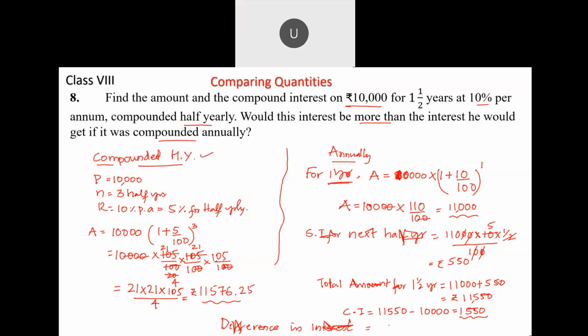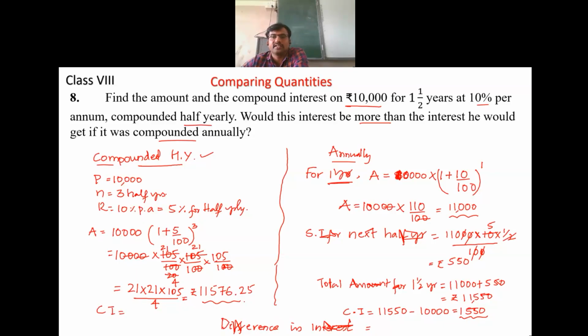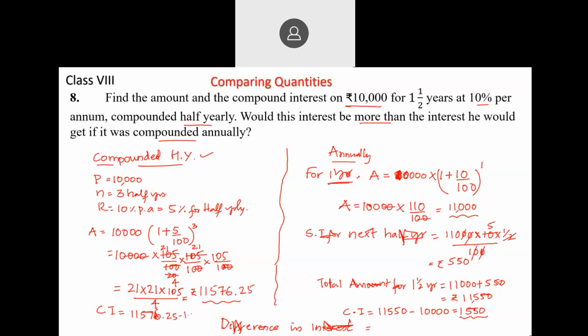Did you subtract properly? Yes, sir. We need to calculate the difference in the interest here. So here, what is the compound interest computed half yearly? We will get 1,576.25, sir. Minus 10,000, it is equal to 1,576.25 rupees. Correct.